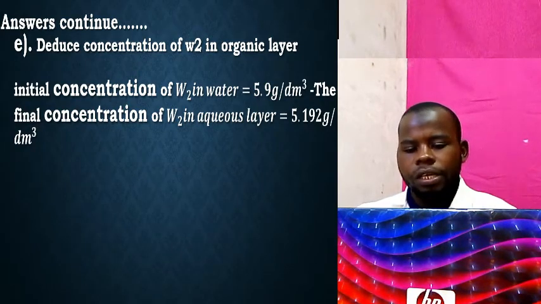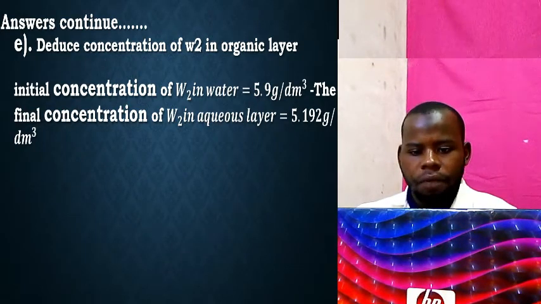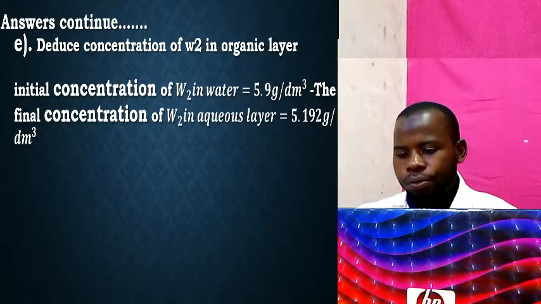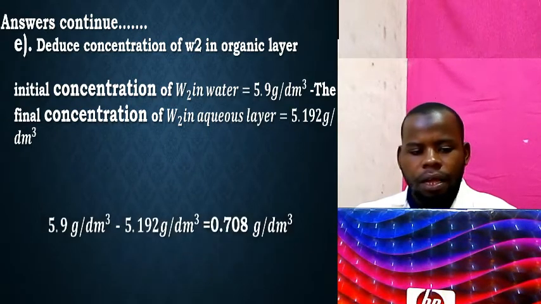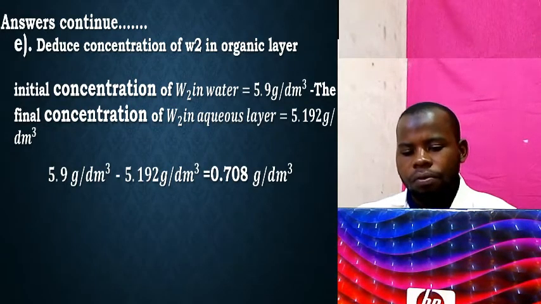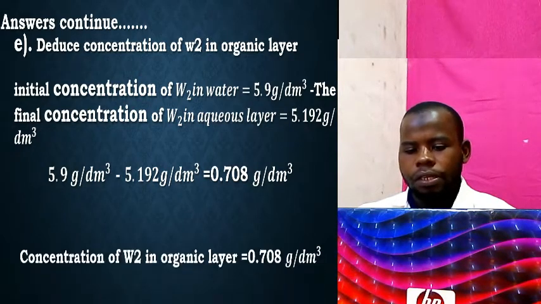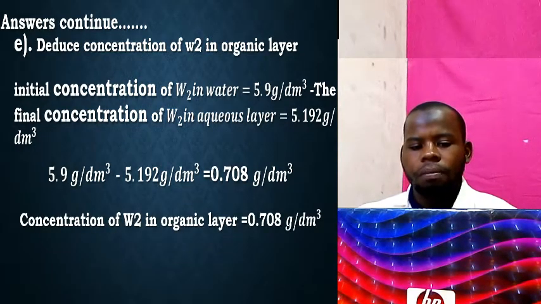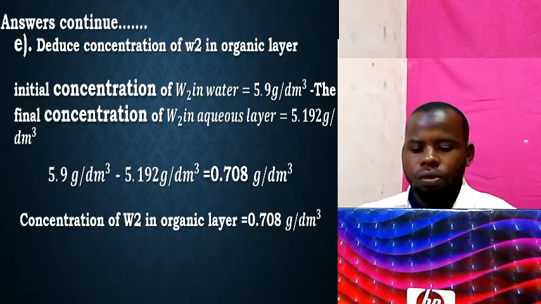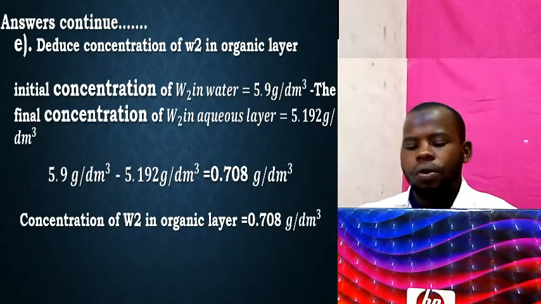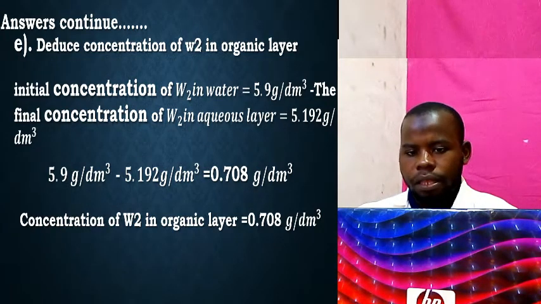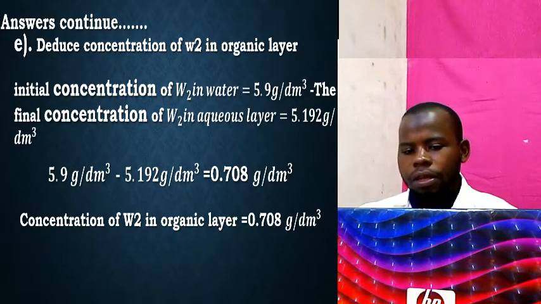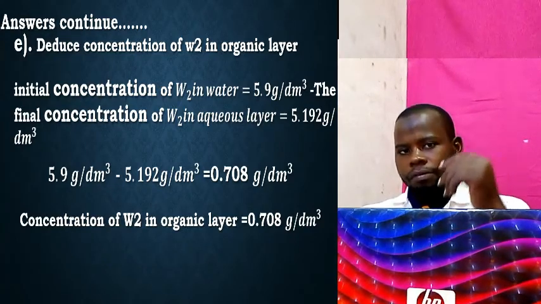The initial concentration was 5.9. The final was 5.192. So you see there is a change. After subtraction, the value is equal to 0.708. So the concentration of W2 in organic layer is equal to 0.708 gram per decimeter cube. That is the concentration in organic layer. So you take the initial minus final, you get the organic.